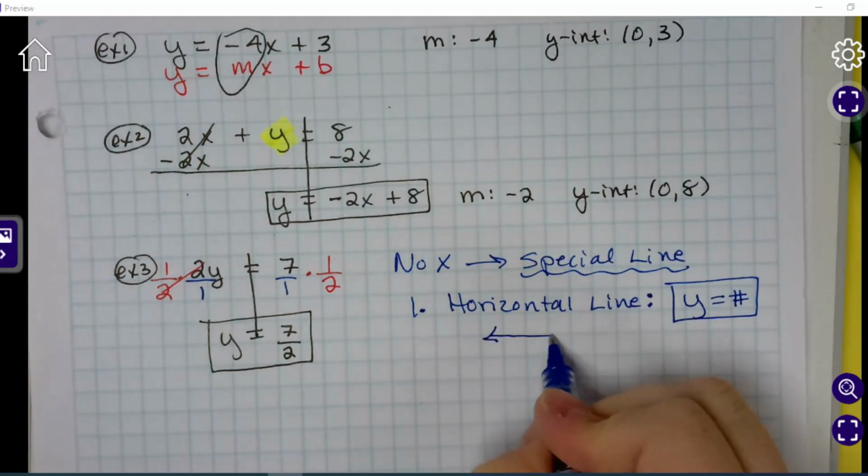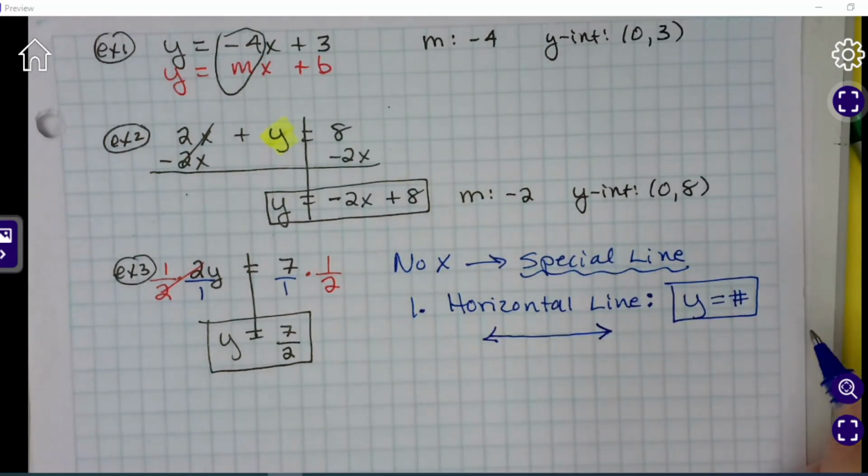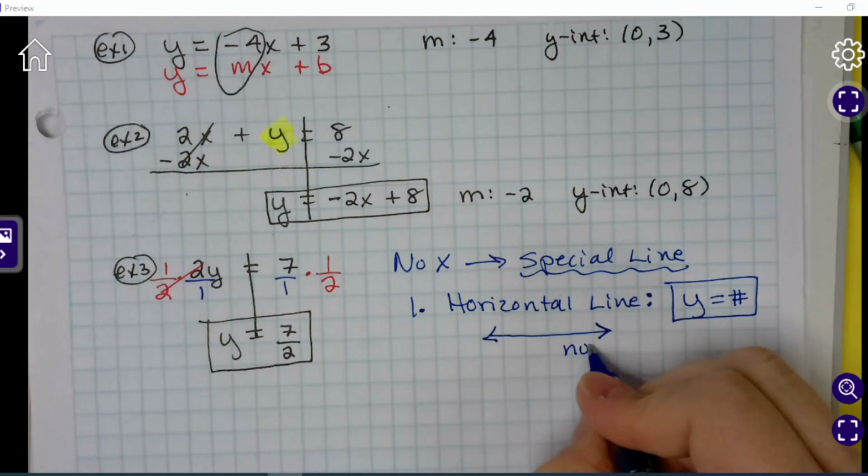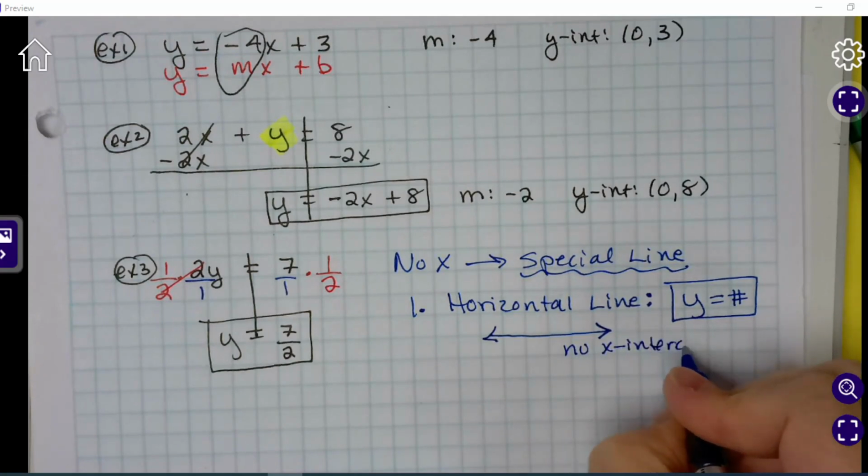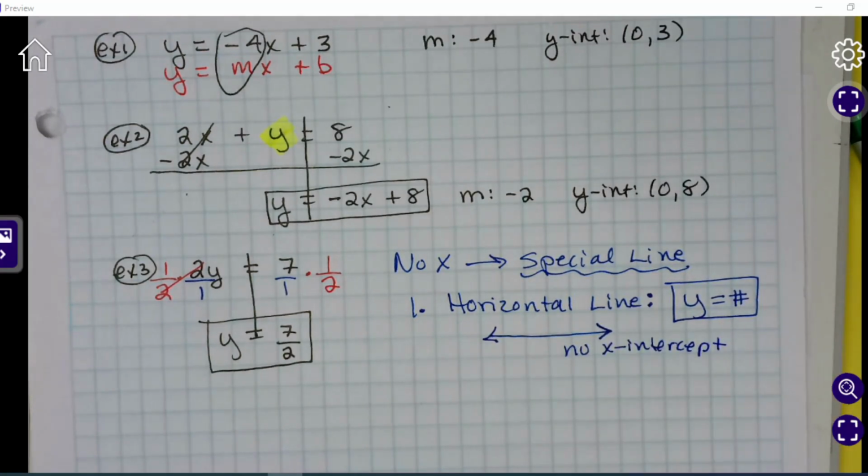Horizontal line means it goes left to right. It's totally flat. Horizontal lines, because they're totally flat, have no x-intercept. They don't actually cross the x-axis unless it's a horizontal line through the origin. Of course, the origin crosses both axes. So what do we do then about the questions?